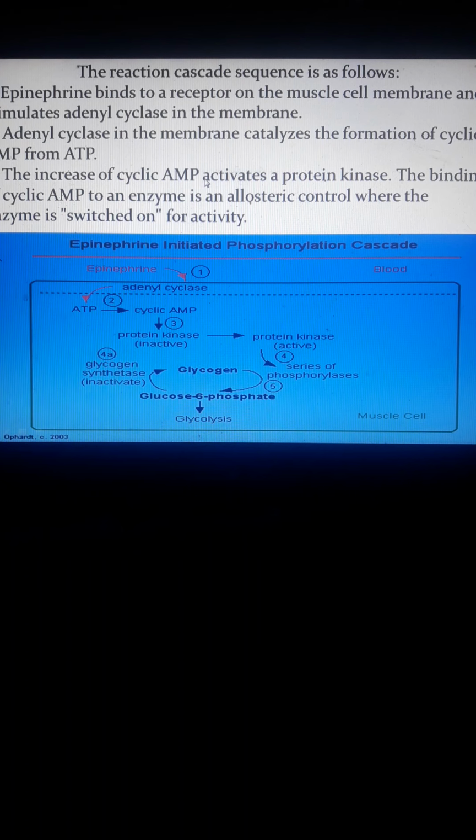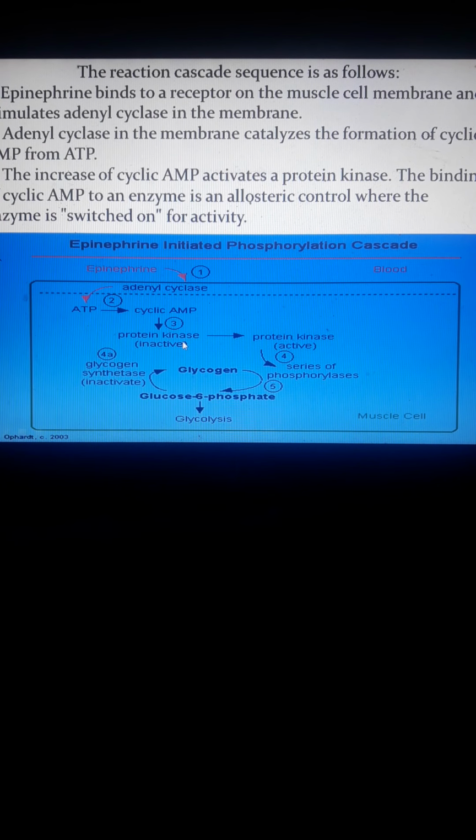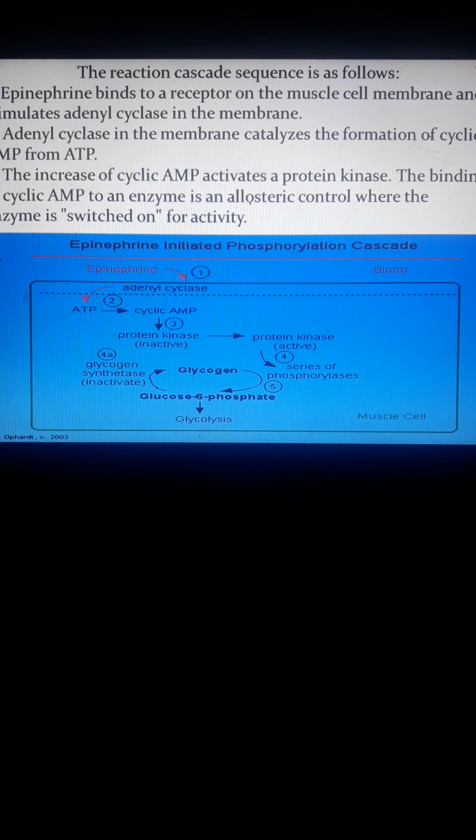So, the increase of cyclic adenosine monophosphate will activate the protein kinase enzyme. Okay? Usually it is inactive. So once there is an increase in cyclic adenosine monophosphate level, it will activate the inactive protein kinase enzyme, so it will become active already. The binding of cyclic adenosine monophosphate is considered allosteric, where there is what we call switch off and switch on. When it binds, there is a switch on. When there is no binding, of course, that is switch off already. Okay, so that is in stage number 3.